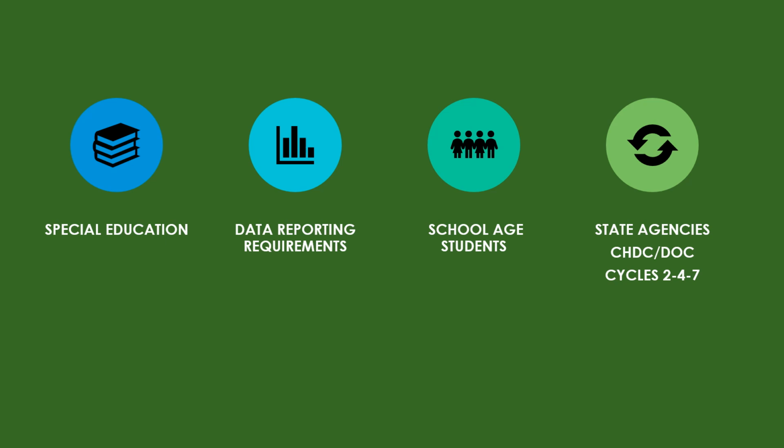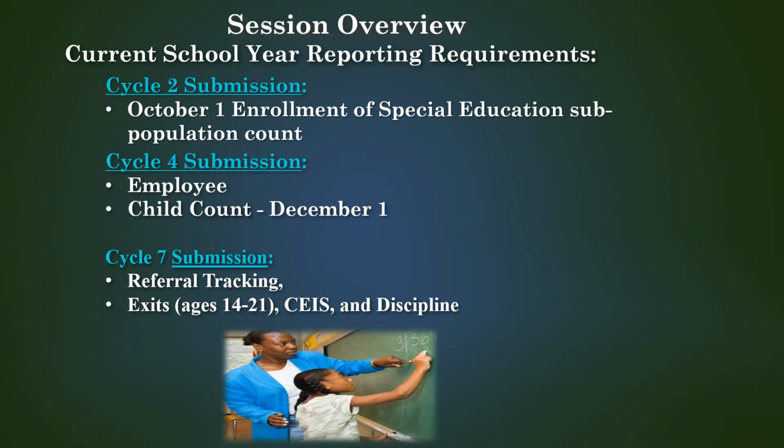Today's presentation covers the special education data reporting requirements of Cycles 2, 4, and 7 for the school-age student within the fiscal year. Cycle 2 is a one-day snapshot of October 1 in which finance must report subpopulations. Special education is one of them, along with special education employees. Cycle 4 includes personnel and active students or child count on December 1. Cycle 7 covers referral tracking, exits for students ages 14 through 21, CEIS, and discipline.